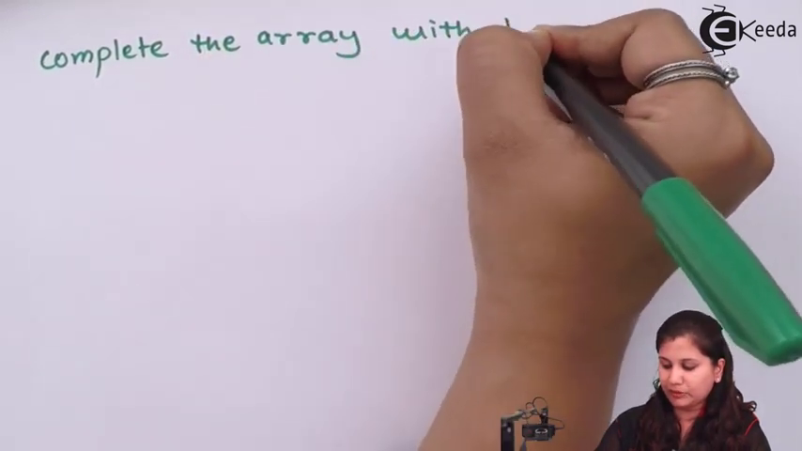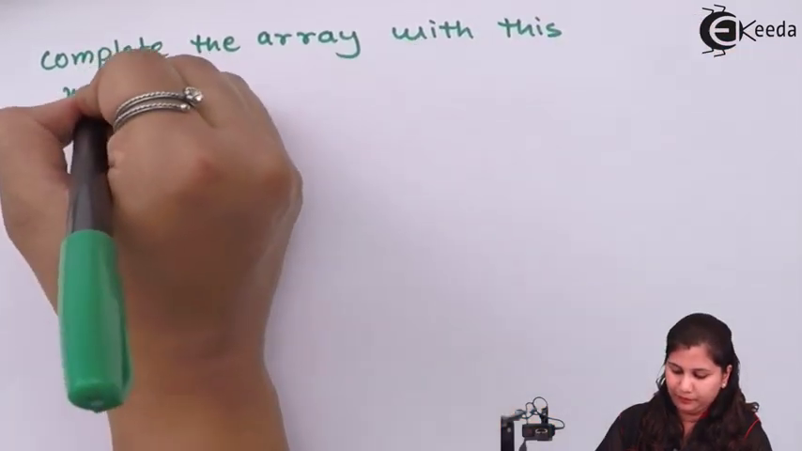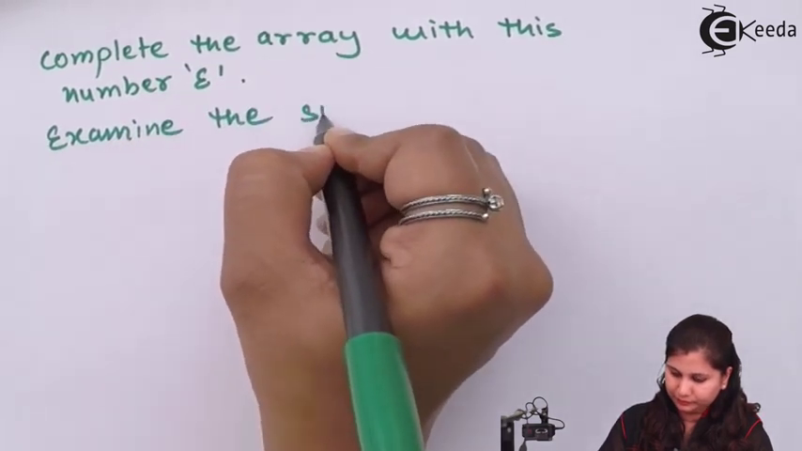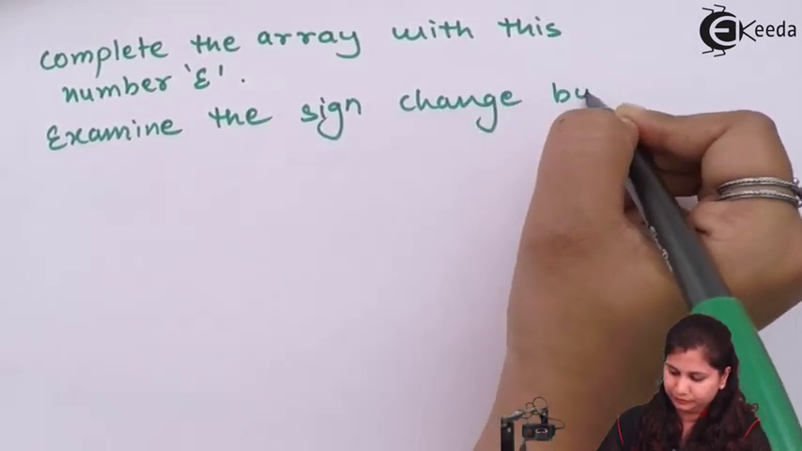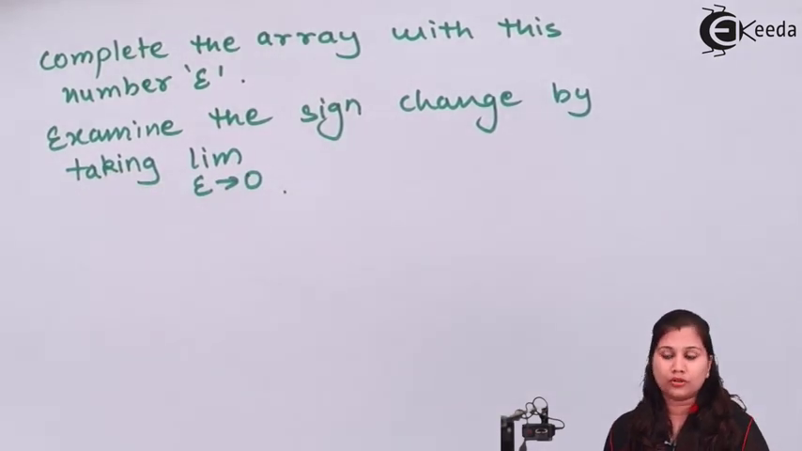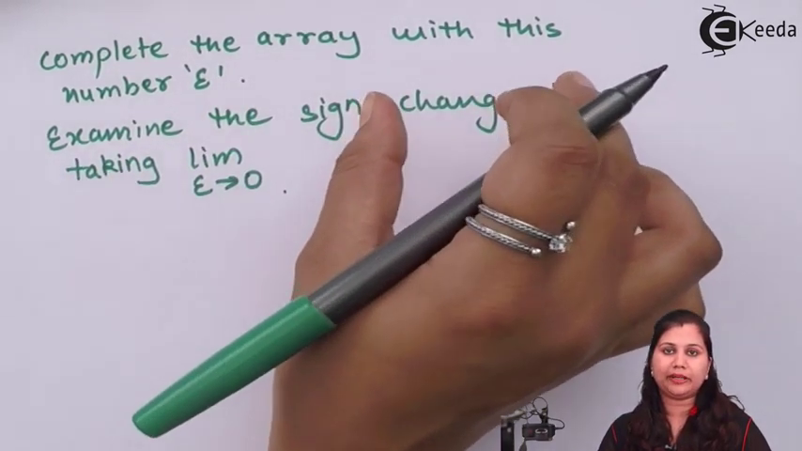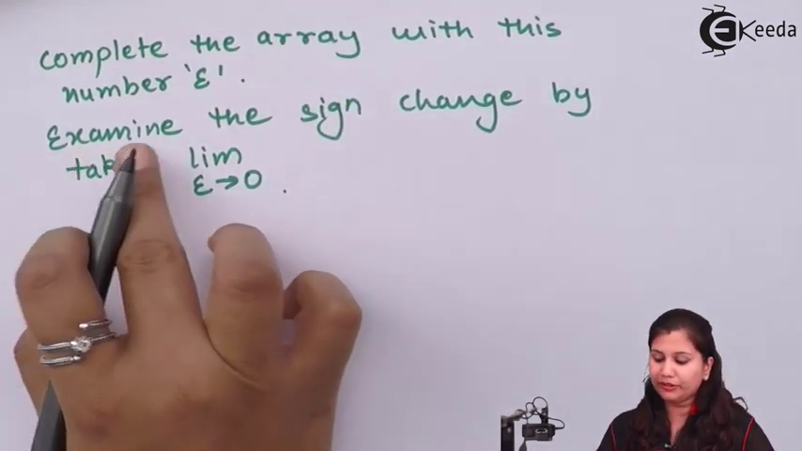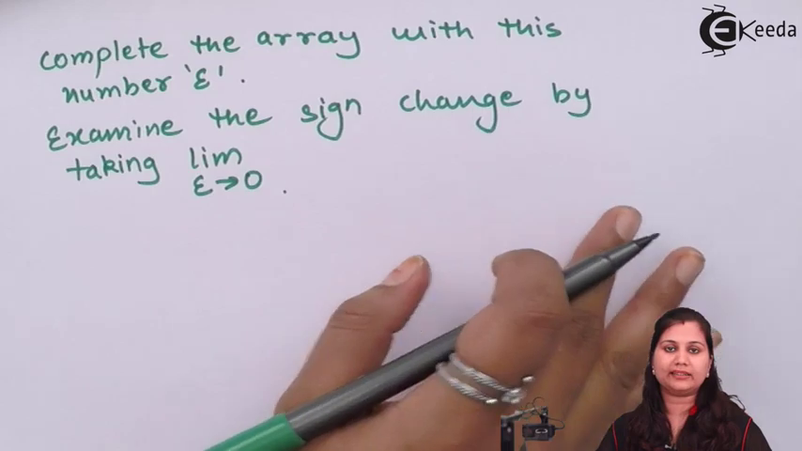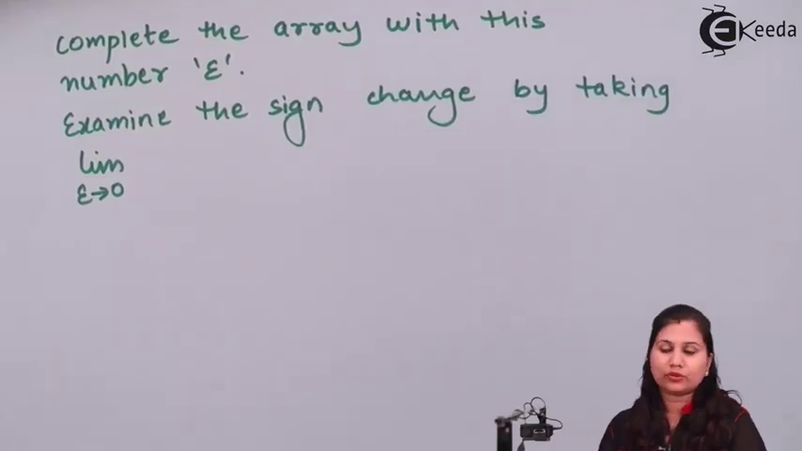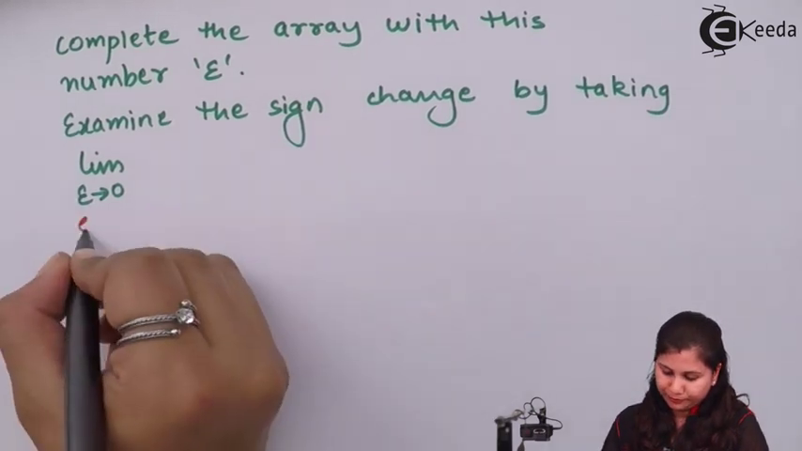With this number epsilon. So we are going to replace 0 by epsilon. Then we will complete the array by using this number epsilon. The array will be completed. And then we are going to check the sign change by taking the limits epsilon tends to 0. So let's take an example so that this will be clear to you.